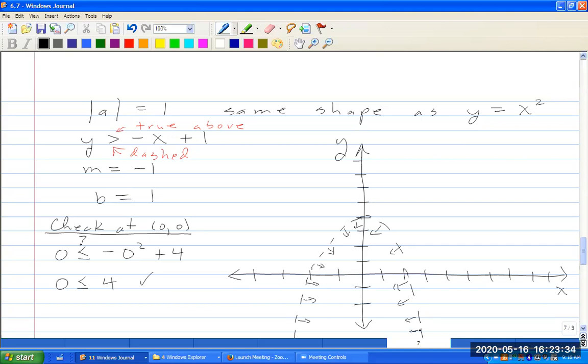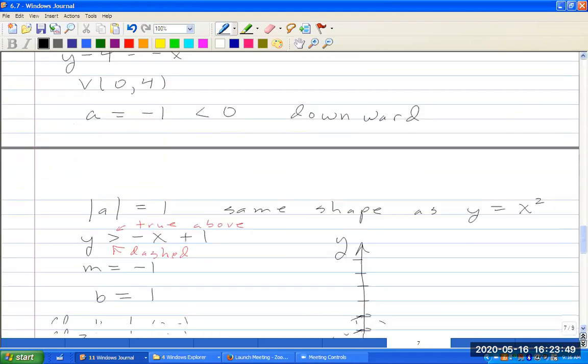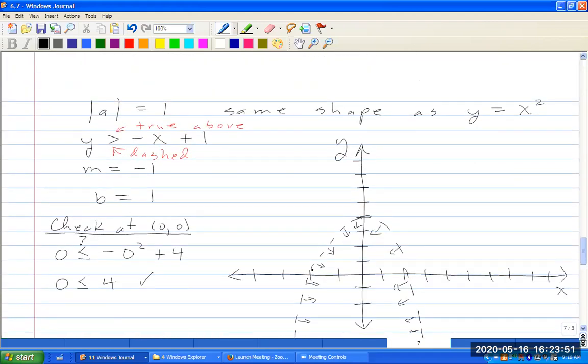Okay. Next, let's draw the line. Oh, wait 1 second. I'm sorry about that. That was a solid line. For this one, it was a solid line. Yes. Okay, so this was an error. This was a solid line here. Okay. So this was a solid boundary line.